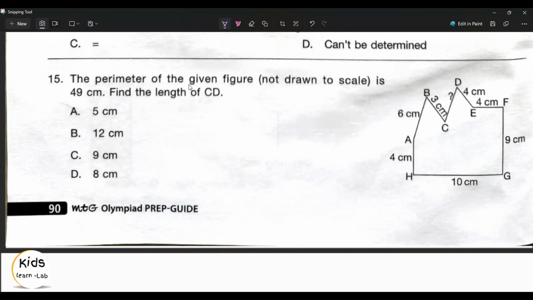15th question. The perimeter of the given figure, not drawn to scale, is 49 centimeters. Find the length of CD. So we are supposed to find the length of CD. So whole figure's perimeter is given. Perimeter, let's suppose perimeter is nothing but P. P is given as 49 centimeters.